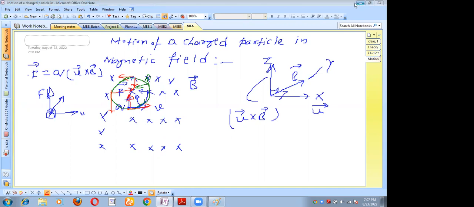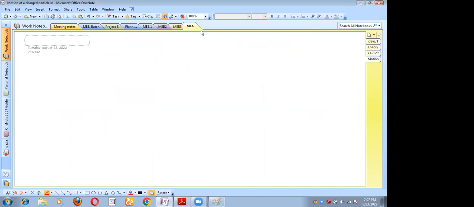Alright, so we know that there are certain parameters associated with this circle. That is, the radius of the particle's path, the energy of the particle, and the time period of the circular motion. All those things we are going to calculate. Are you getting it, Darshan? If you have any doubt, please ask in between. Don't hesitate. So now we will calculate the different associated parameters.